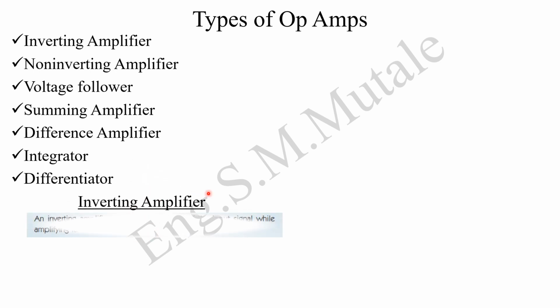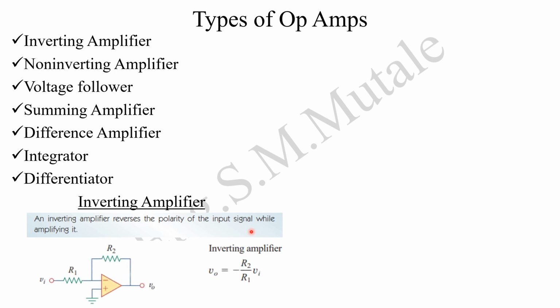So an inverting amplifier is basically an amplifier which reverses the polarity of the input signal while amplifying it. So it will be able to increase the magnitude, but it will change the polarity. If it was positive, it will become negative, and vice versa.